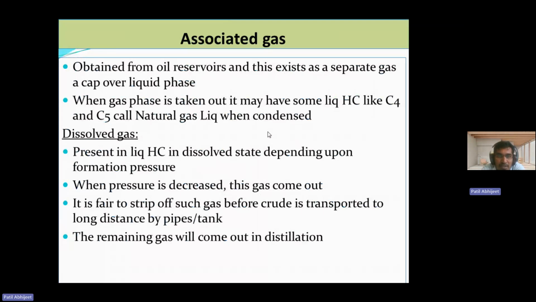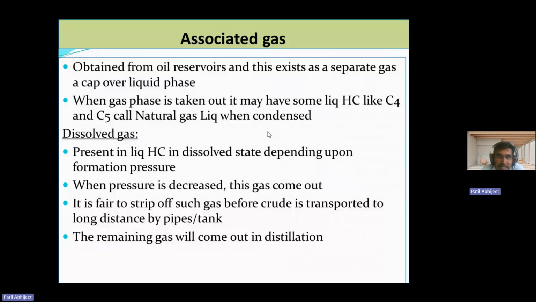So when this gas phase is taken out, it may consist of some liquid hydrocarbons like C4 and C5, which is called natural gas liquid when it is under condensation. So when this associated gas phase is taken out, it will have certain liquid hydrocarbons. This liquid hydrocarbon ranges from C4 to C5, and when this occurs, it is in the form of condensation.